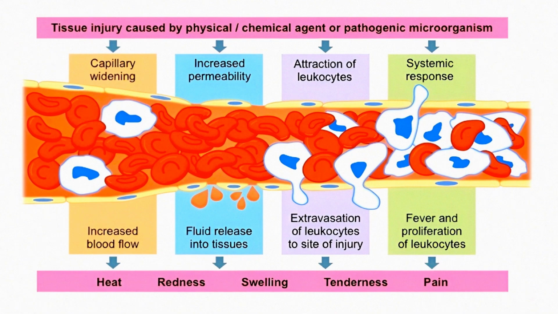This is another picture briefing the inflammation events. Any tissue injury caused by physical or chemical agents or pathogens brings about capillary widening, where there is an increased blood flow, responsible for heat. Later, the fluid releases into the tissues, generating redness and swelling. The leukocytes extravasate to the site of injury, causing tenderness. Finally, there is a systemic response in the form of fever, inducing pain.